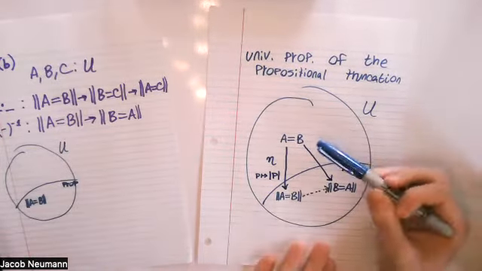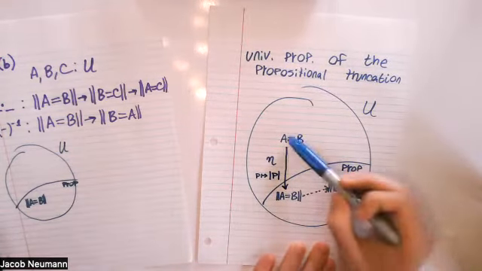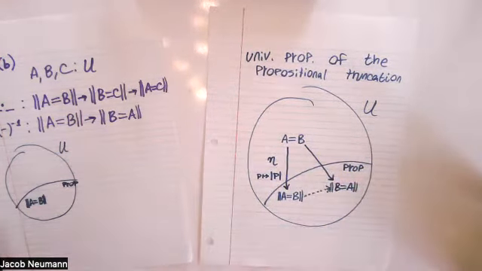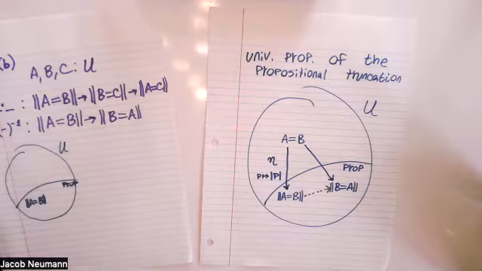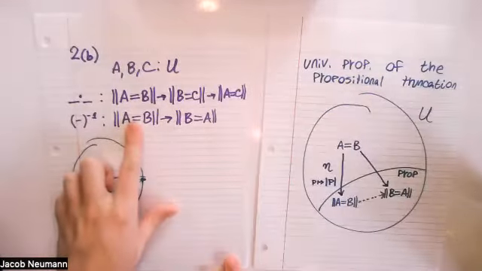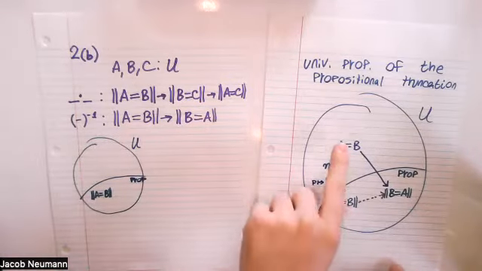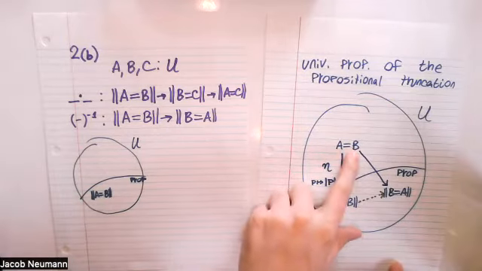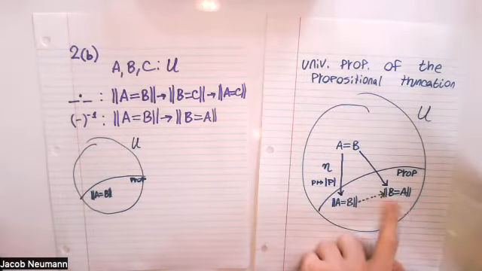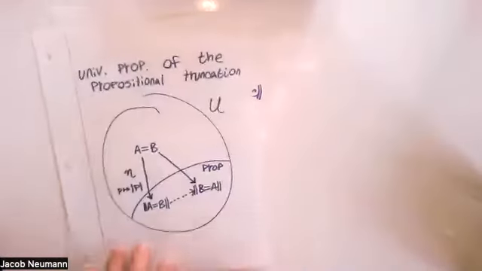And so we get the universal property: for every map here, there exists a unique map here such that this triangle commutes. So that was how propositional truncation worked. And so the upshot of this is that if I want to define a map from truncated A equals B to truncated B equals A, then I just need to define a map from untruncated A equals B to truncated B equals A. And that's pretty easy to do.